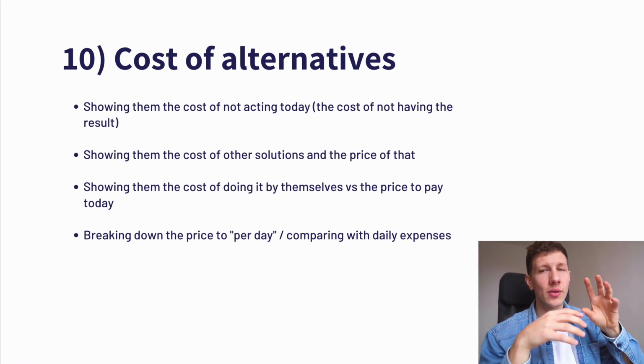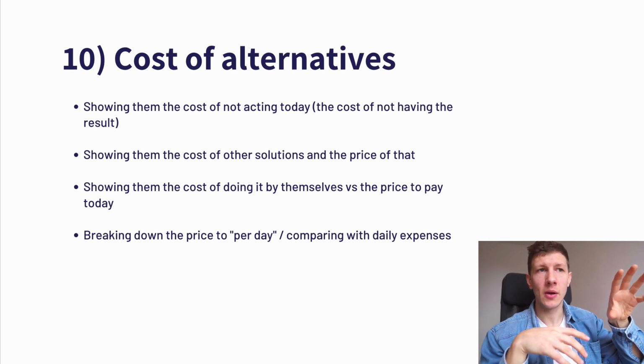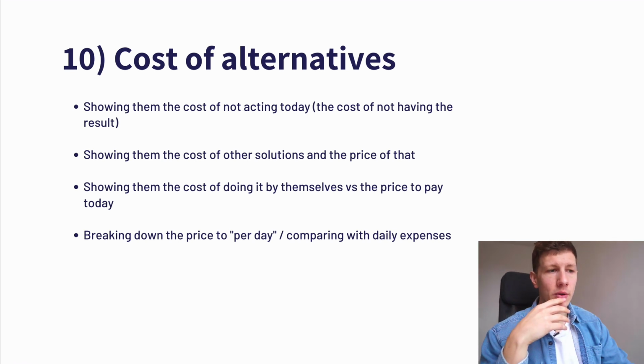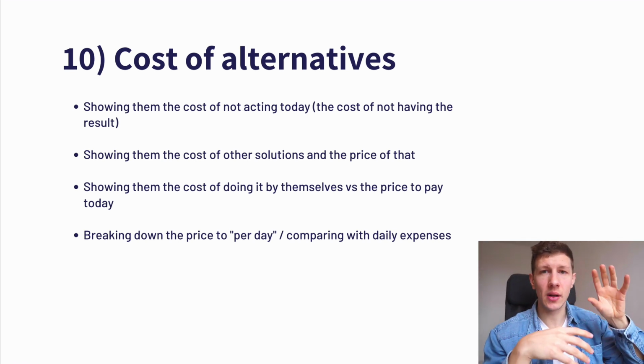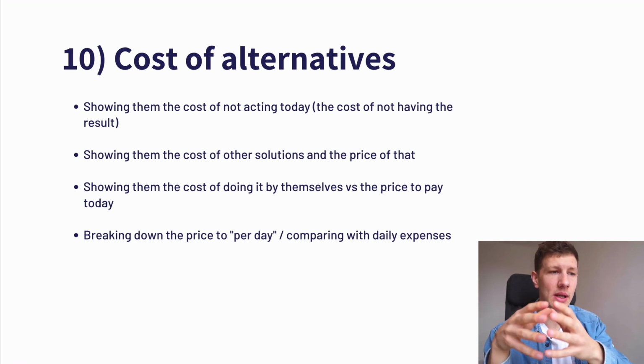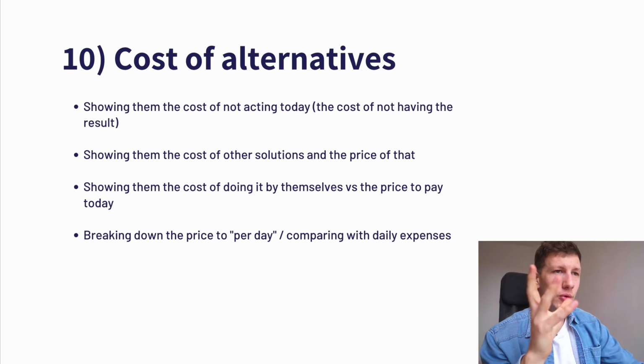Okay. And so it also creates an anchor price, because the easiest way to sell a $1,000 watch is to put it next to a $10,000 watch, because in comparison, the $1,000 watch will feel cheap, right? So first it creates an anchor price, and then it looks like a better deal than it is. So try to find the cost of other solutions.